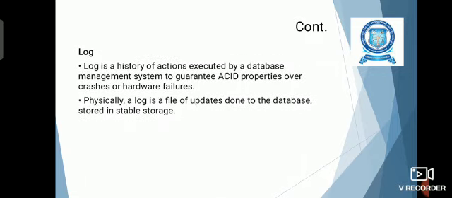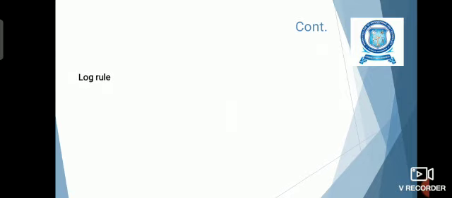Next thing is log. Log is a history of actions recorded by the database management system. It will record the history of actions executed by the database system. These things are recorded to recover the operations in case of failures, such as hardware failures or software crashes. So a log is a file of updates done to the database stored in stable storage.